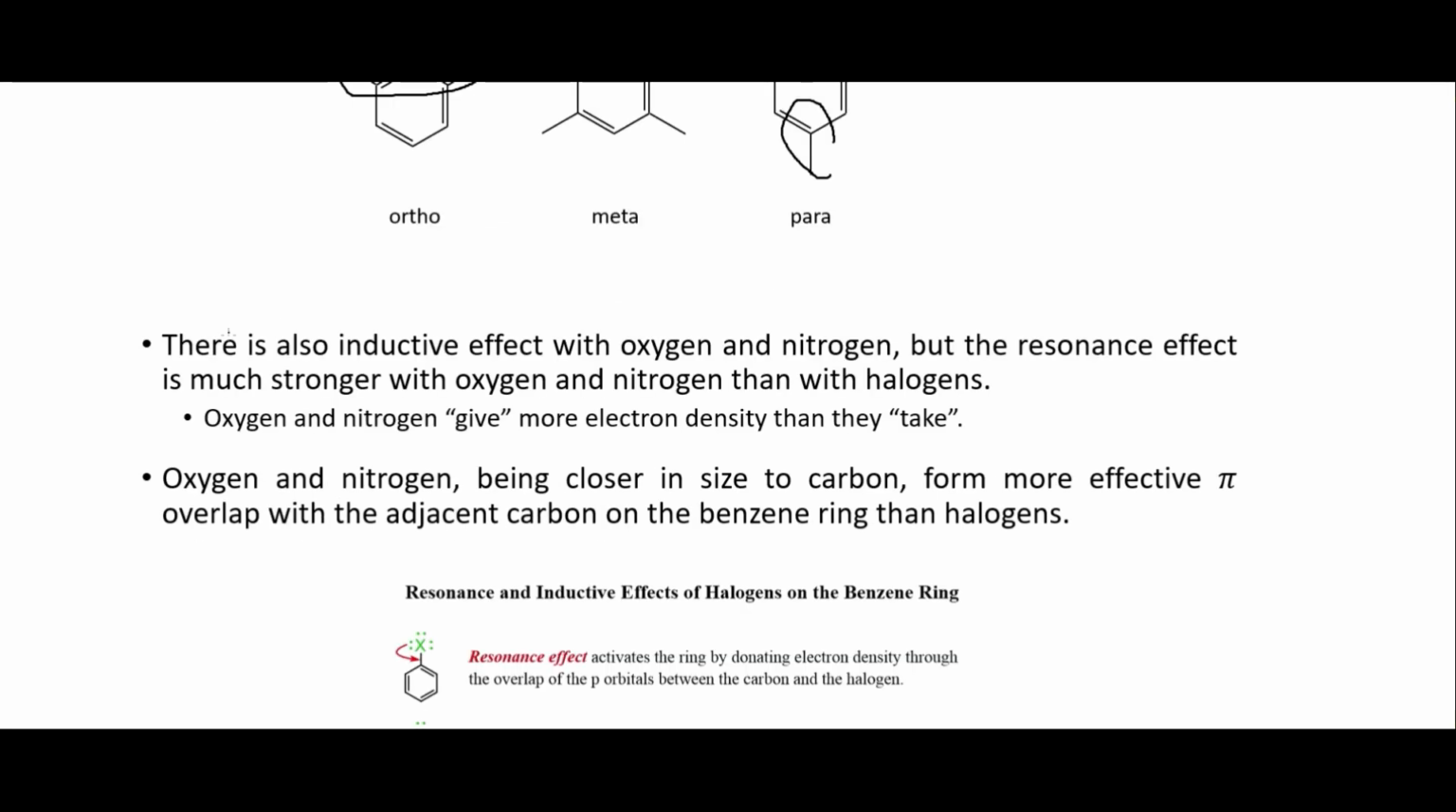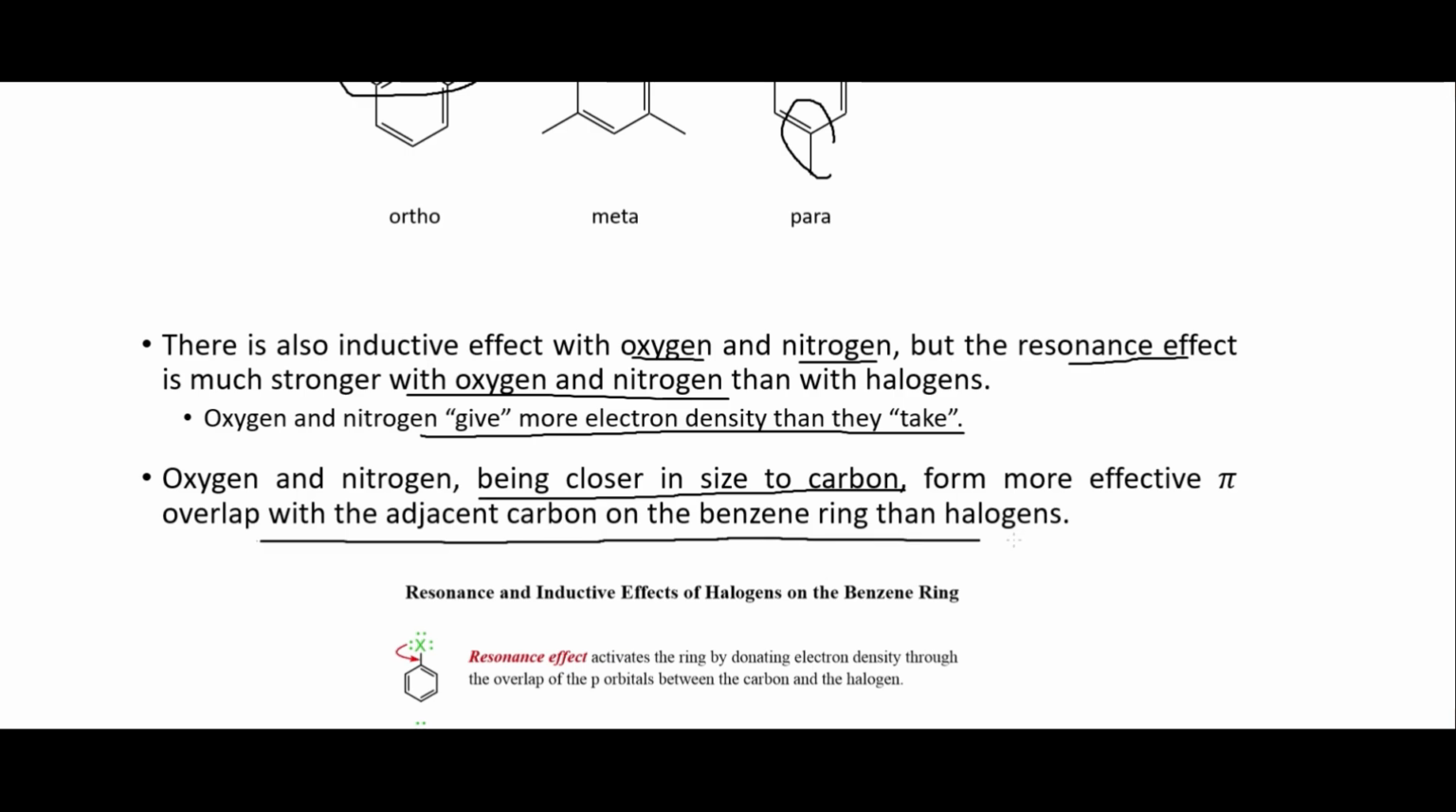You then may be wondering to yourself, isn't there also inductive effects with the oxygen and nitrogen? Oxygen is famously quite electronegative. Nitrogen is also quite electronegative. So don't these also have the inductive effects? Well, yes, they do. But in these cases, the resonance effect is stronger with the oxygen and nitrogen. So what's going on is that oxygen and nitrogen give more electron density than they take. Also, being closer in size to carbon, they can form more effective pi overlap with the adjacent carbon in the benzene ring. That's why they can have more of the electron donating rather than electron withdrawing effect.